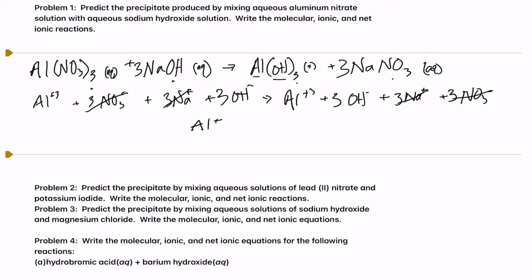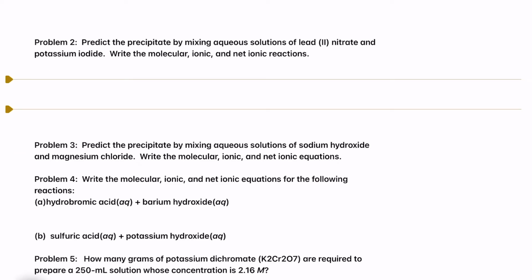So we'll look at the ions on the reactant side that created our solid product on the product side. And it would have given us aluminum and hydroxide, creating an insoluble aluminum hydroxide. And then again, technically here we would write Al(OH)3 as our solid.